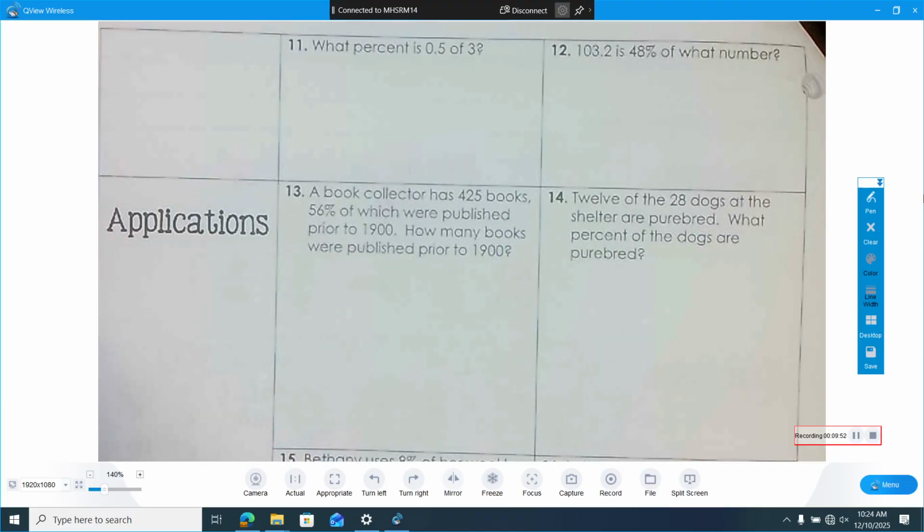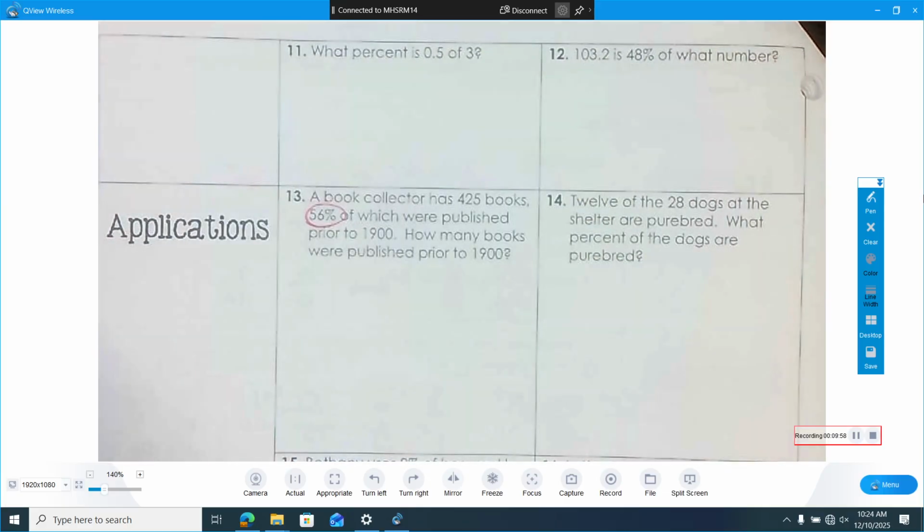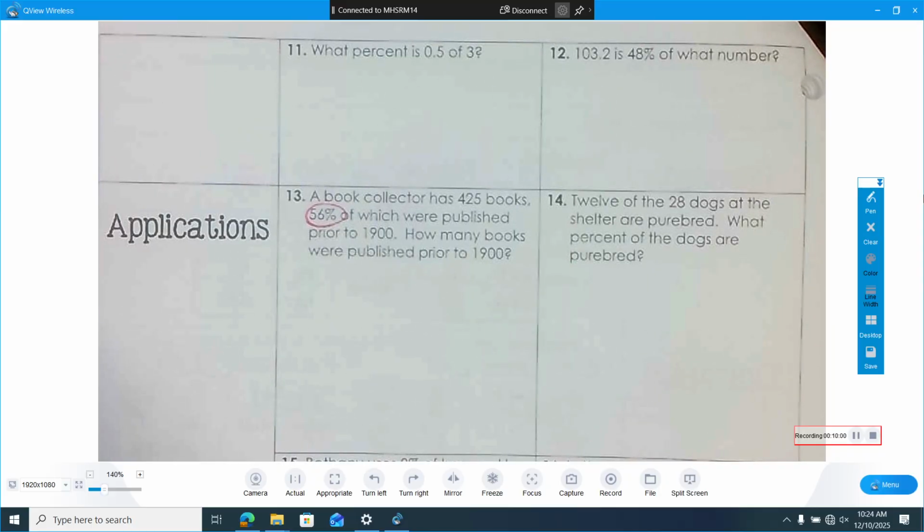A book collector has 425 books. 56% were published prior to 1900. 56% is a little more than half. A little more than half of his books were published prior to 1900. How many books were published prior to 1900?